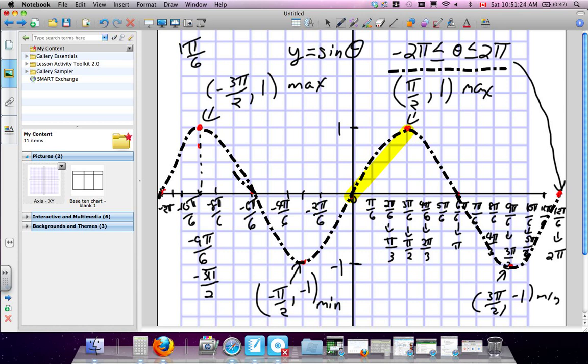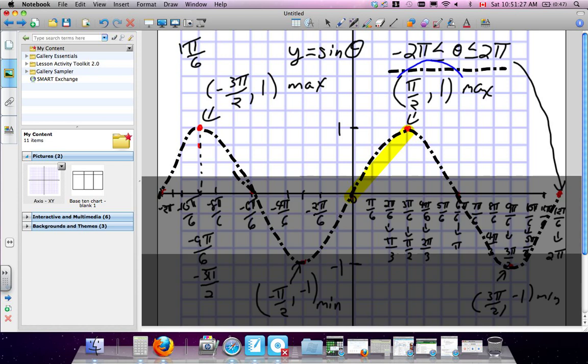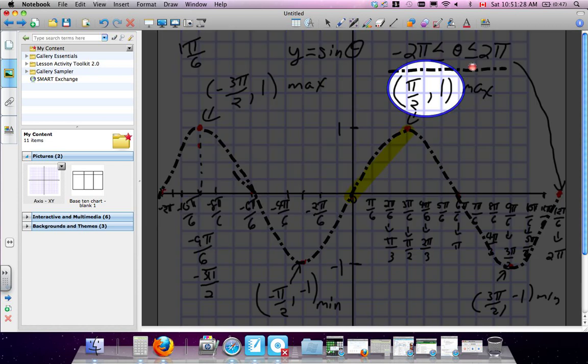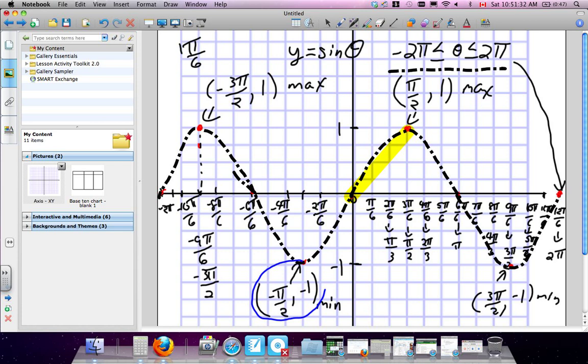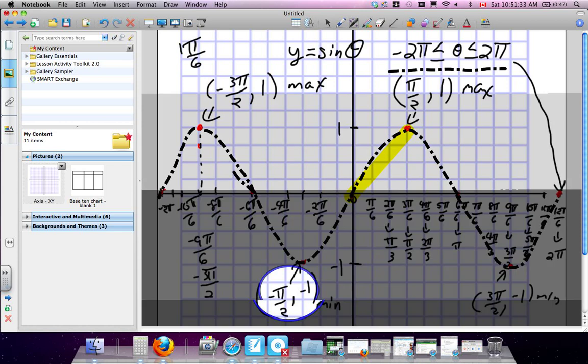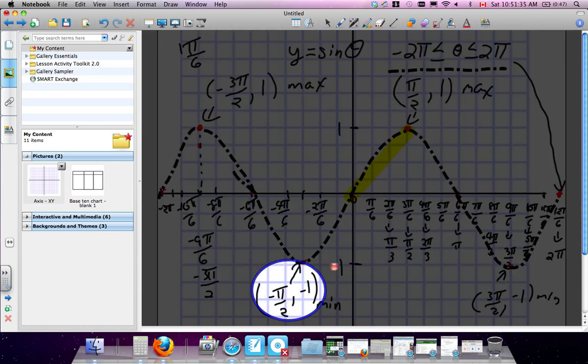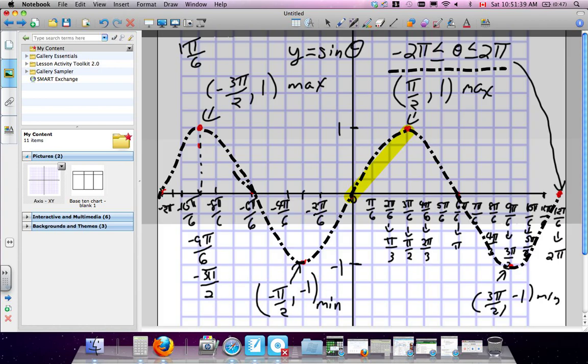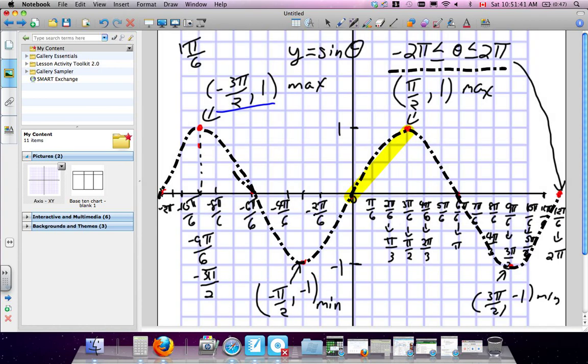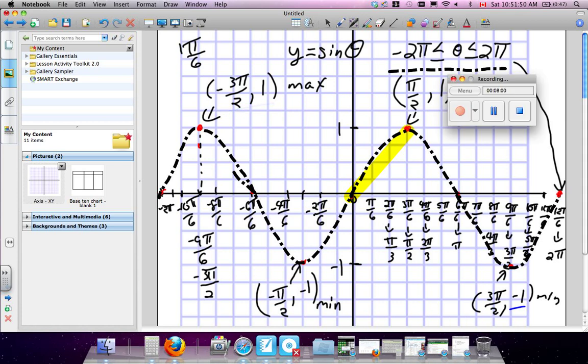Let's take a look, just to see the similarity. If you look at this, this is positive pi, positive 1. That's one of our max. And our other opposite minimum is negative pi, negative 1. And then the exact same idea. Look right here. Negative pi over 2, 1. Positive pi over 2, negative 1. They're just opposites of each other. Okay?